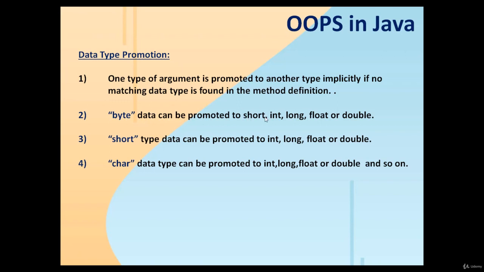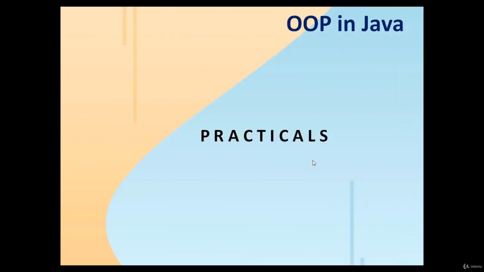Byte data can be promoted to short, int, long, float or double. So if the data is byte, it can be promoted to short, int, long, float or double. Short can be promoted to int, long, float or double. Character can be promoted to int, long, float or double. Float can be promoted to double. Long can be promoted to float or double. This is what we talk about as data type promotion.